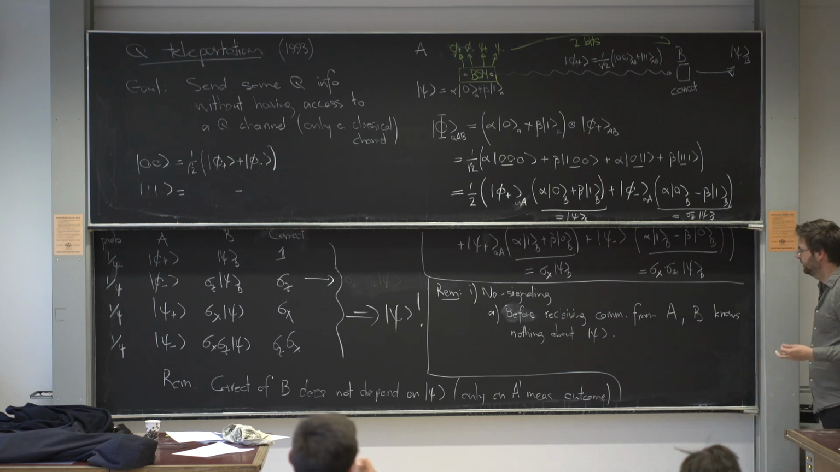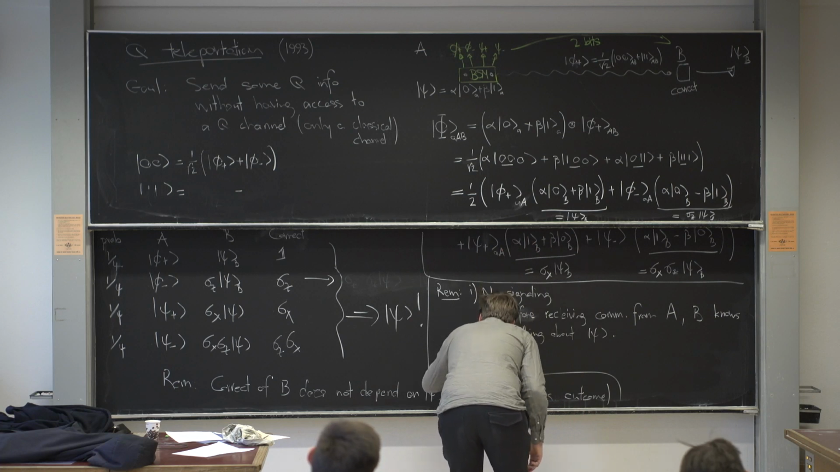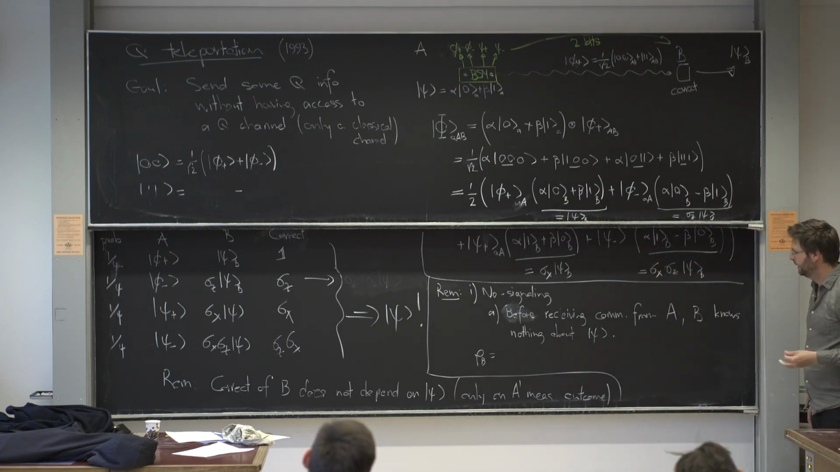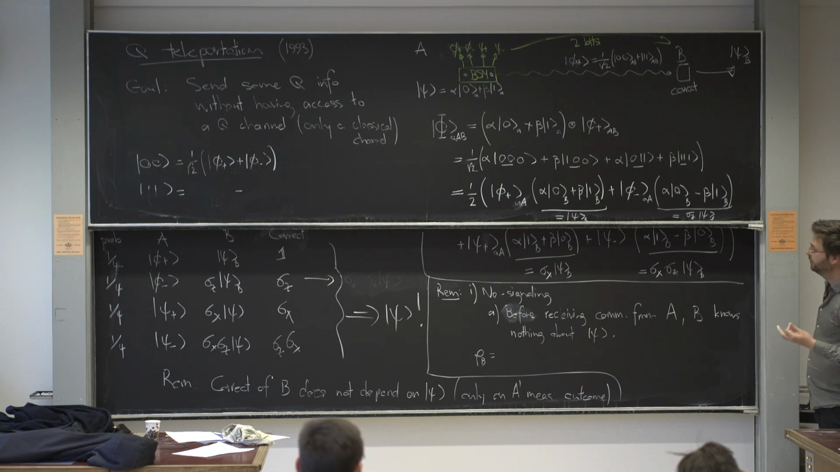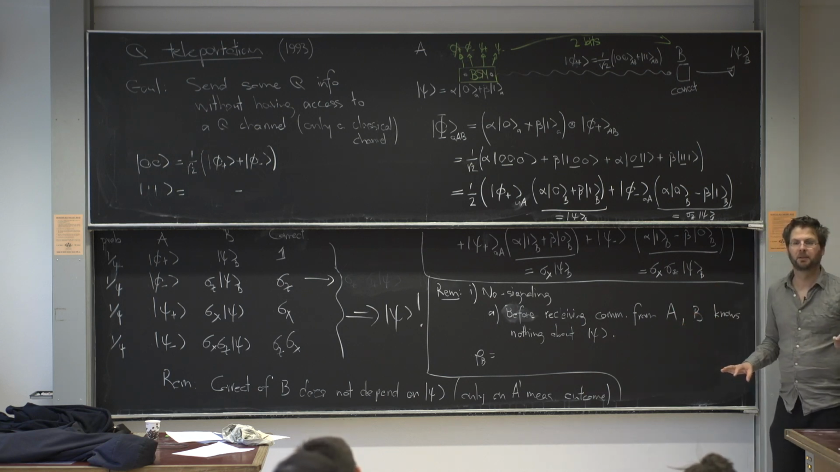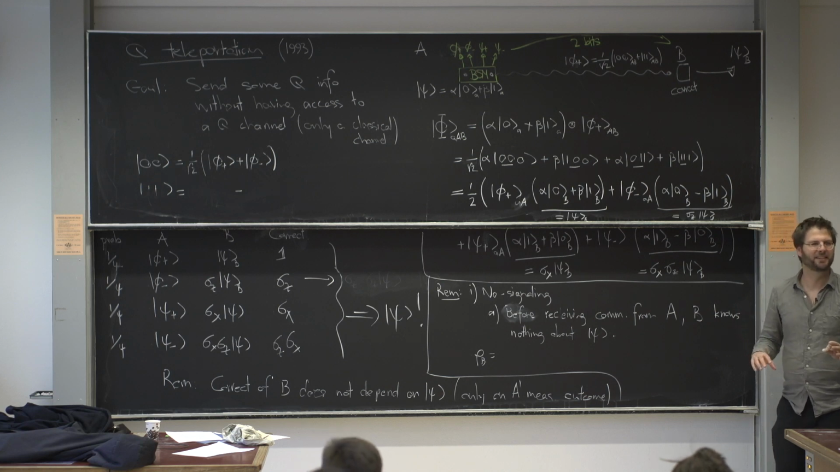So how do I do that? Well, the question is, what is the state of Bob? This will have to be a density matrix. So how can we figure out what is the state of Bob before the communication arrives? Do you have an idea? Any ideas?